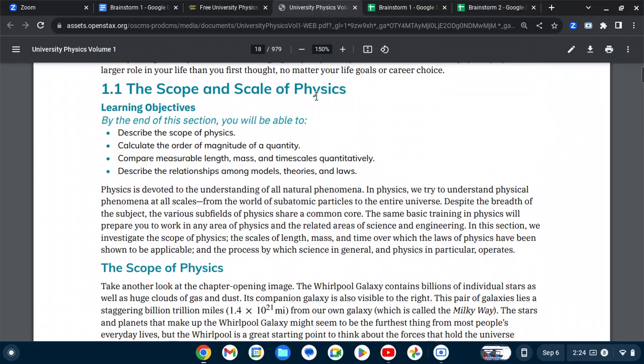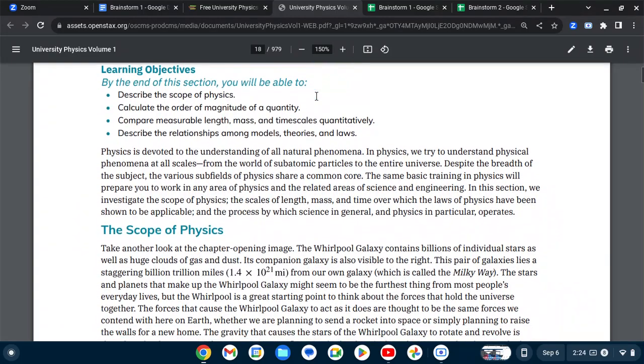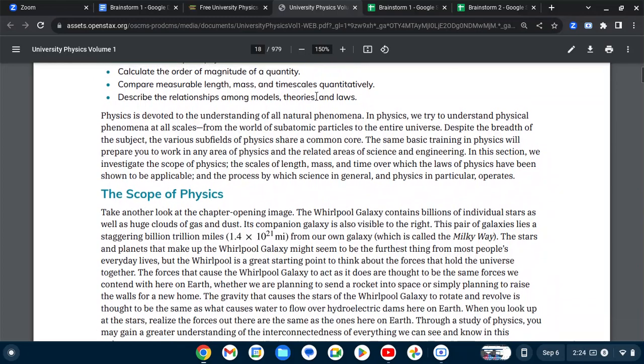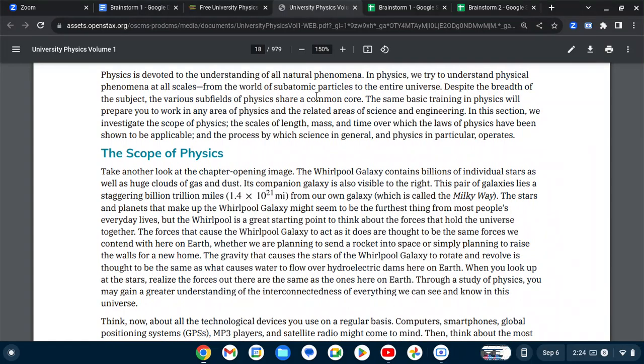1.1. The scope and scale of physics. Learning objectives. By the end of this section, you will be able to describe the scope of physics, calculate the order of magnitude of a quantity, compare measurable length, mass, and time scales quantitatively, describe the relationships among models, theories, and laws. Physics is devoted to the understanding of all natural phenomena. In physics, we try to understand physical phenomena at all scales, from the world of subatomic particles to the entire universe. Despite the breadth of the subject, the various subfields of physics share a common core.